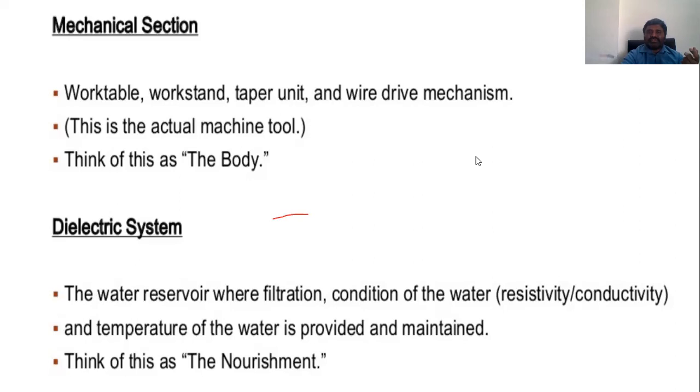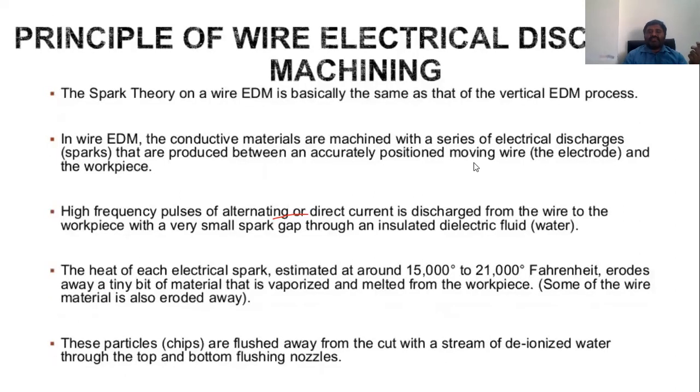So here we can go with the principle of wire EDM. Here we are going with basically the same concept as EDM, electrical discharge machining process. Only the thing is we are going with the vertical position here. That's the only difference between the EDM and the wire EDM. It is a series of electrical discharges, sparks that are produced between the moving electrode and the workpiece here.